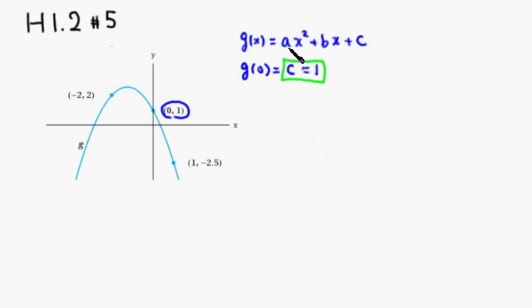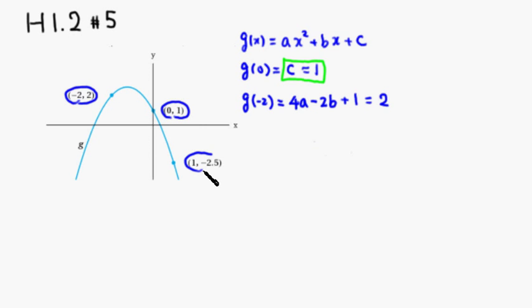Then we have 2 other points, so we're going to do the same thing. We have (negative 2, 2), so we have g of negative 2. Negative 2 squared would be 4, so 4a plus b times negative 2, which is negative 2b. And since we already know that c is 1, I'm going to plug in 1, and this is supposed to be equal to 2. So we got an equation.